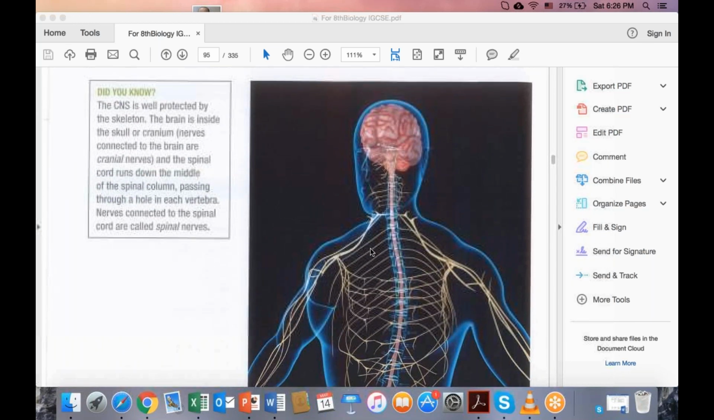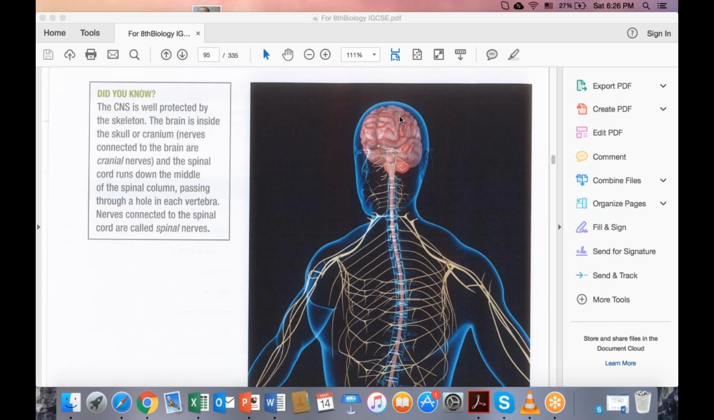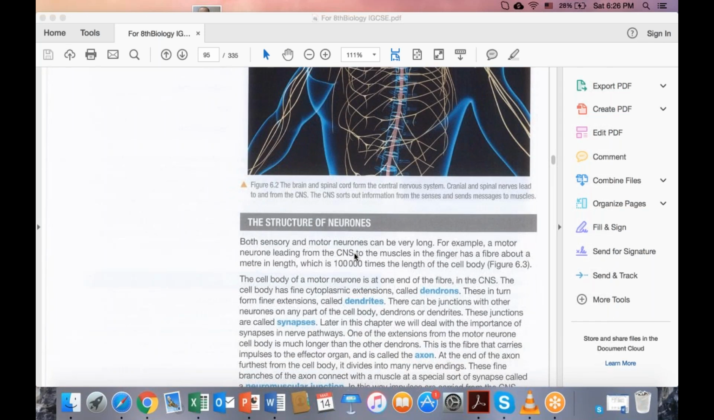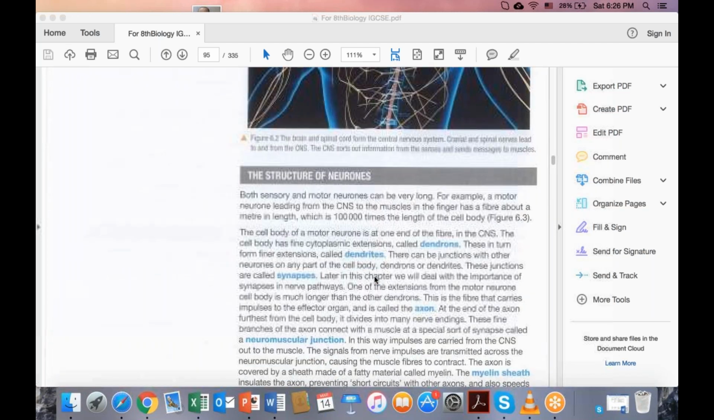And you see in this picture, dear friends, this is the brain and this is the spinal cord, and all the others are peripheral nervous system nerves. So dear friends, you can understand that in all our neurons, their structure is adapted to their function. So what is their function? As you know, carrying of the impulse. So they have different structures in their body.